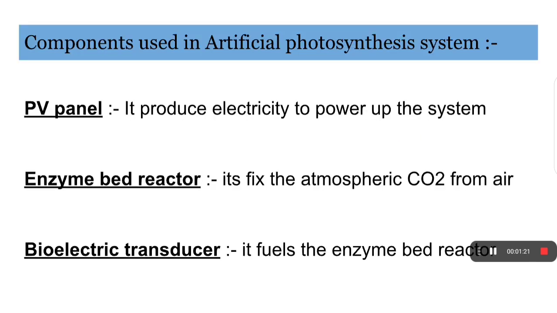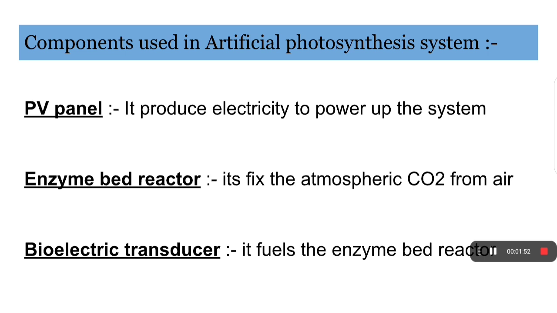Now the components used in artificial photosynthesis. If you want to set up the system of artificial photosynthesis, then you need some machinery. First one is the PV panel. This is a solar panel. It is used to produce the electricity to power the system. Its function is that of a powerhouse, providing power to the system.